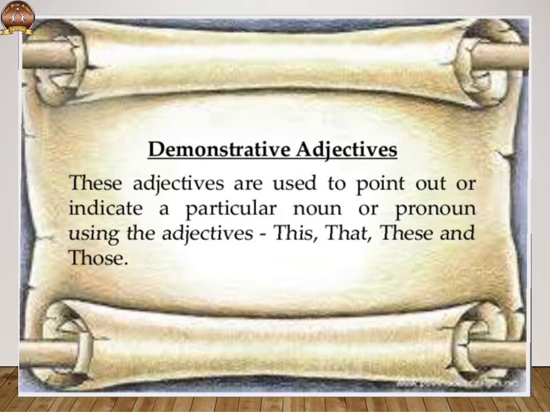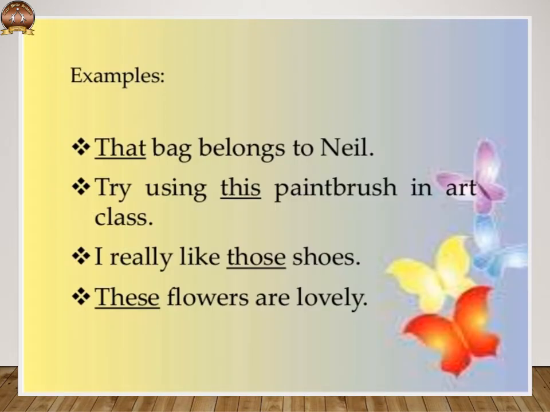Now we come to demonstrative adjectives. So demonstrative adjectives are used to point out or indicate a particular noun or pronoun. And the examples are this, that, these, and those. Now that bag belongs to Neil. Try this paintbrush. So these are pointing. Those shoes, these flowers, these are pointing.